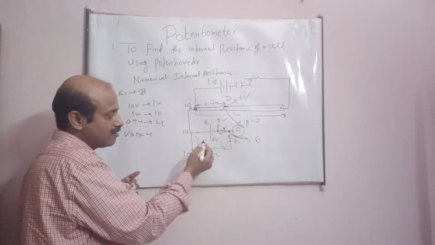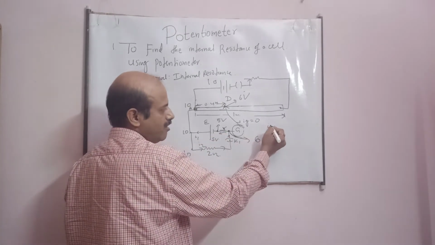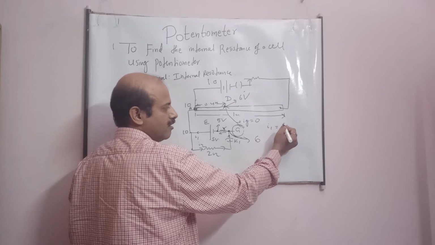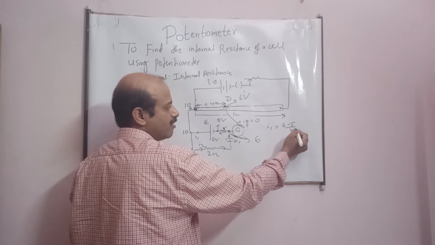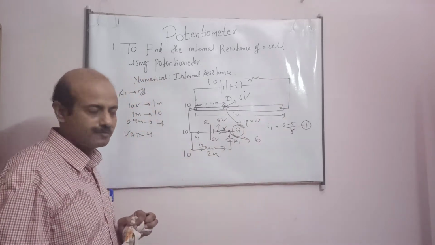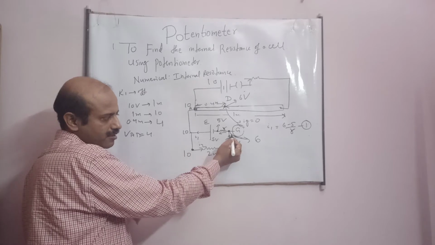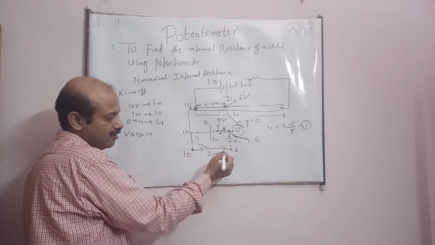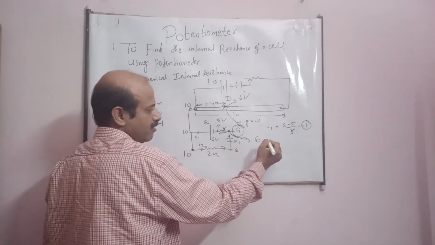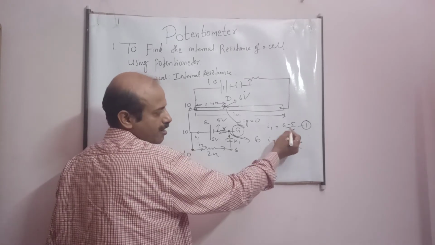So how much is this current I1 through this small r? I1 is how much, student? V by R. V is 6 minus 5 upon R. Okay, student. Now I will calculate I2, student. Here it is 10, this key is on, this is 6, this is 6. So how much is current I2, student? 10 minus 6 upon R, V upon R formula.